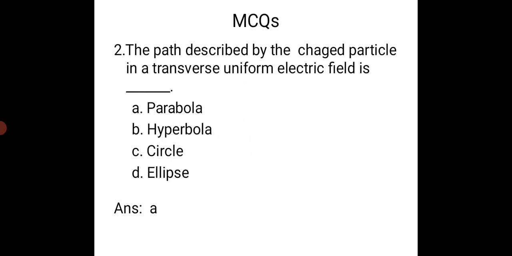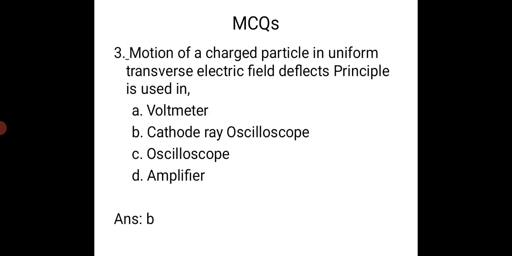The path described by the charged particle in a transverse uniform electric field is a parabola, according to the equation of parabola you got. Motion of charged particle in uniform transverse electric field deflects, and this principle is used in cathode ray oscilloscope.